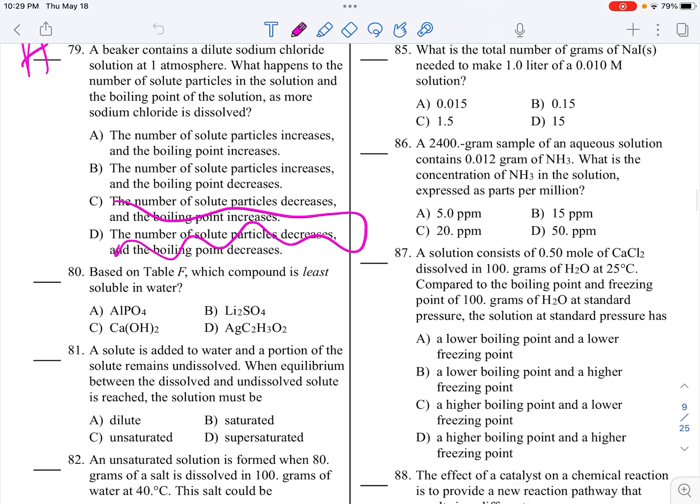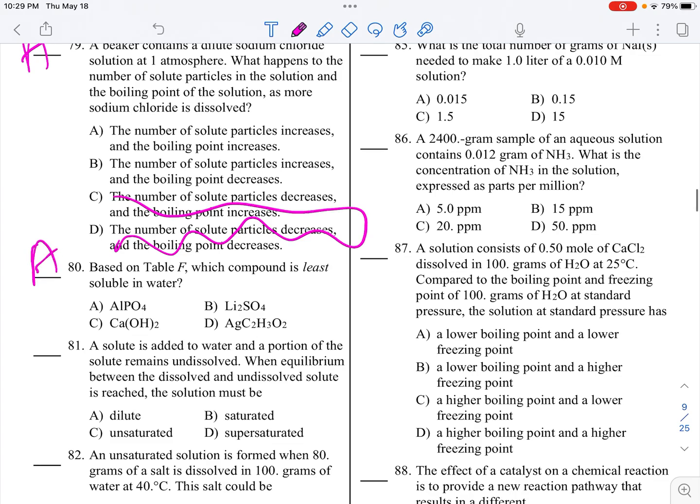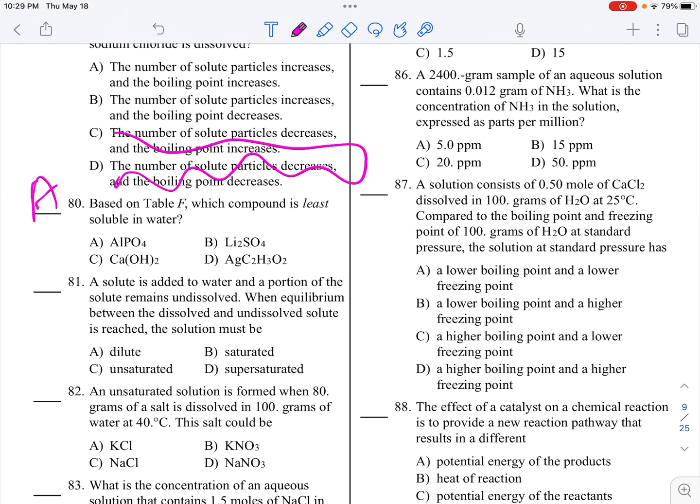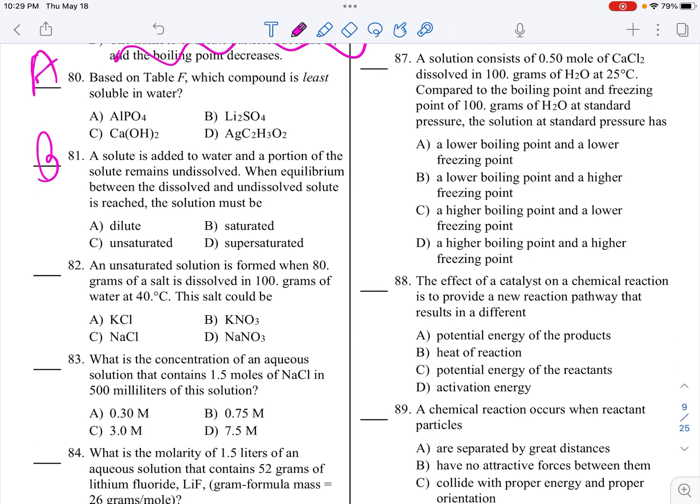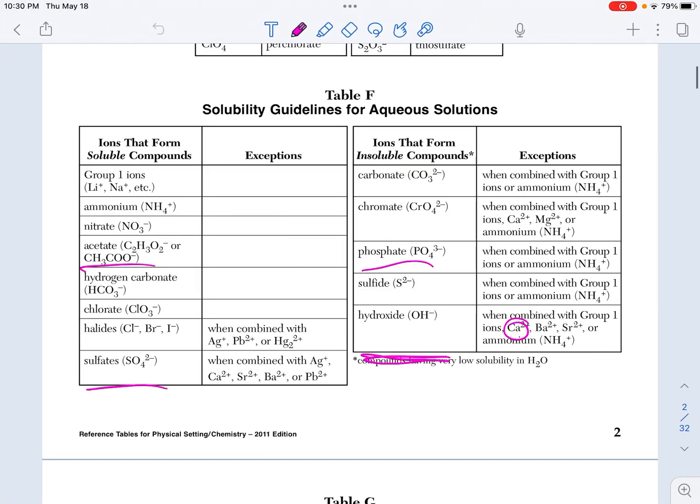Choice 1, or A. A solute is added to water and a portion of the solute remains undissolved. When equilibrium is reached, that is called saturation. An unsaturated solution is formed when 80 grams of salt dissolved in 100 grams of water at 40. This salt could be. So we're looking to see which of the following applies. So let's go back here.